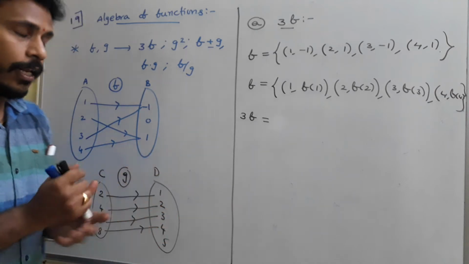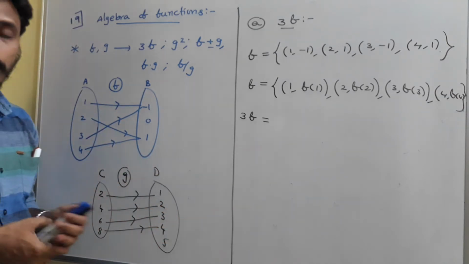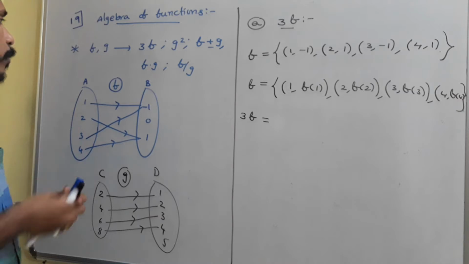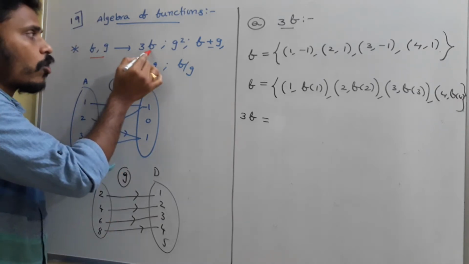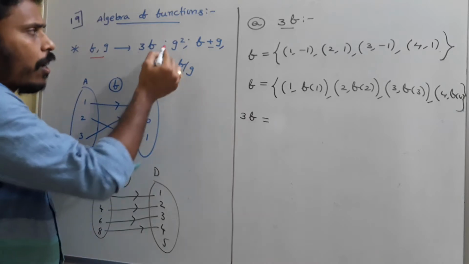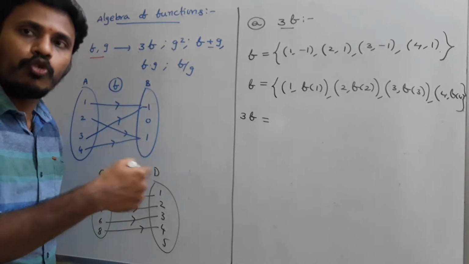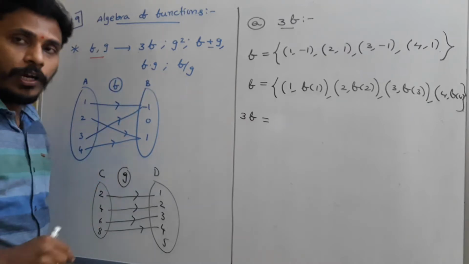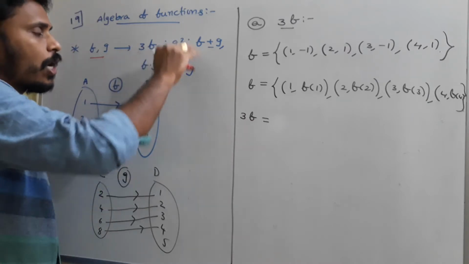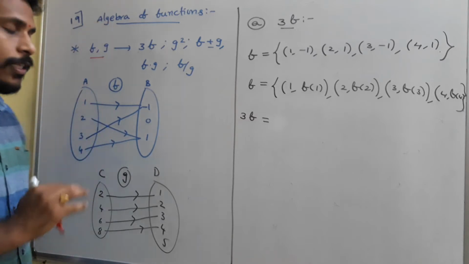Now this point describes the algebra of functions. Algebra of functions means, suppose we have f comma g, then we need to think about constant multiplication of the function, or some function to the power square or cube, sum or difference of any two functions, product of any two functions, division of any two functions. All these things come under algebra of functions.